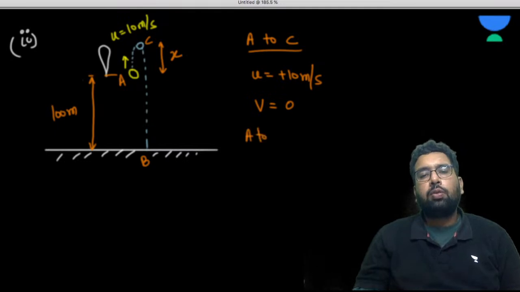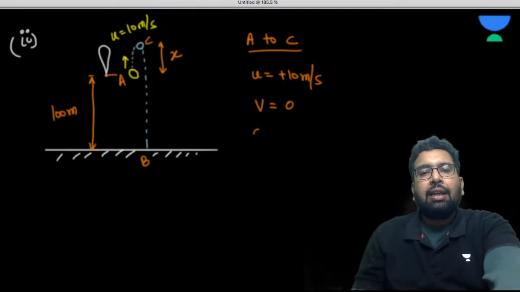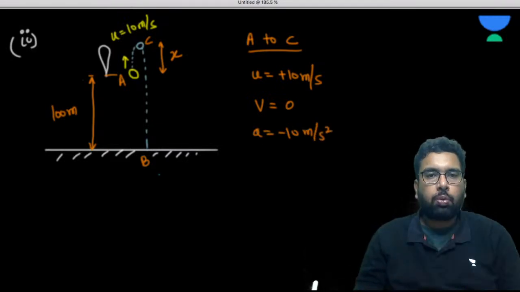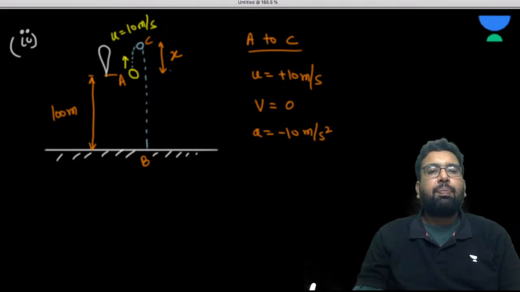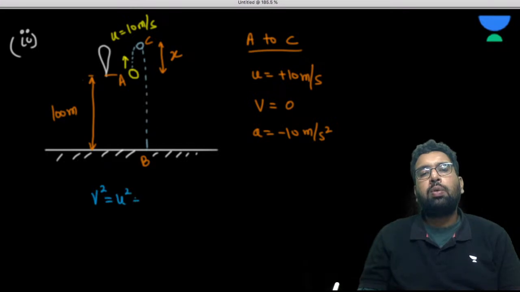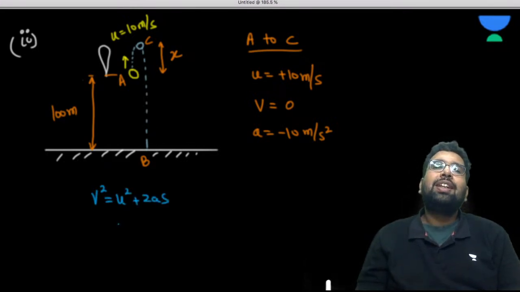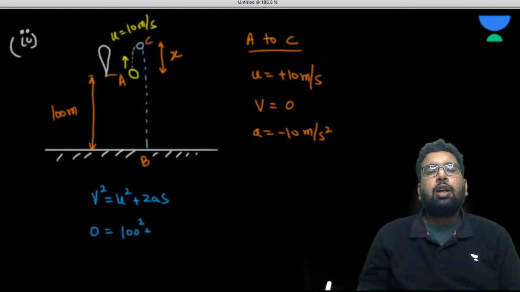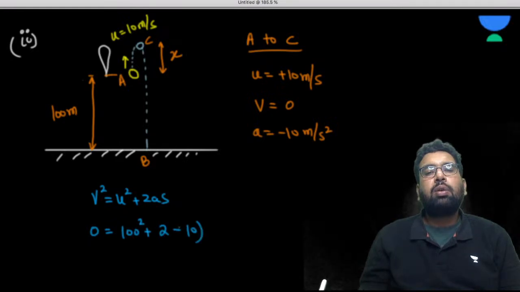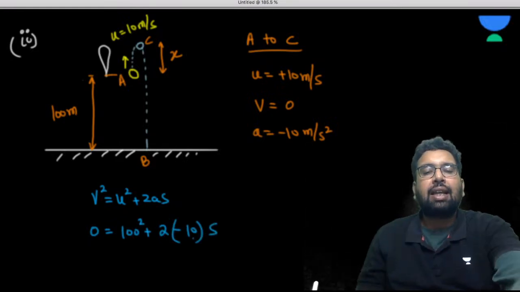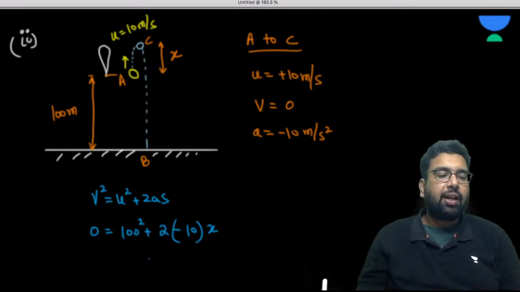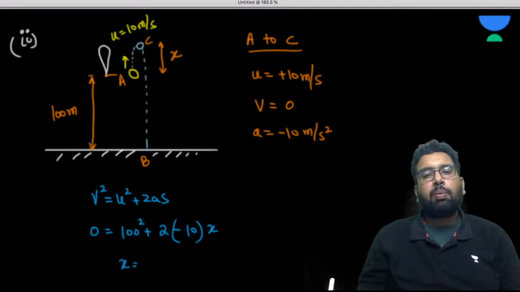So A to C, I'll apply. And what is a? a is always downward. It is minus 10 meter per second square. If I apply the equation of motion between A and C, can we use v square is equal to u square plus 2as? Why are we using this? Because you have the final velocity, the initial velocity, and the acceleration. So you have to use this. What is s? s is x here, right? So what is going to be the x? It is going to be 5 meter. Okay, so x we have, this is 5 meter.